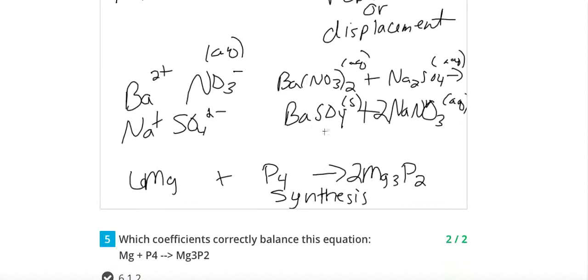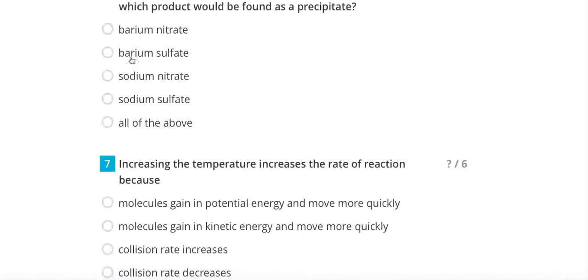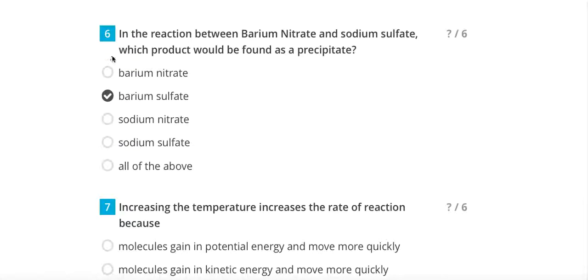So let's come back. We're looking for barium sulfate as a precipitate. Like I said, anything in family number 1 is going to be aqueous. Anything that has nitrate in it is going to be aqueous.